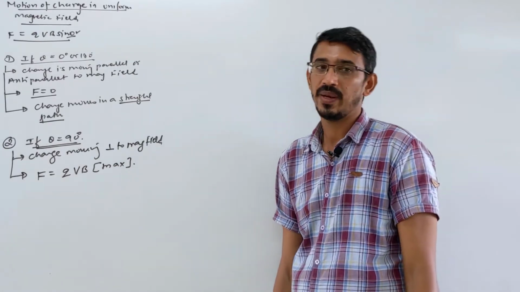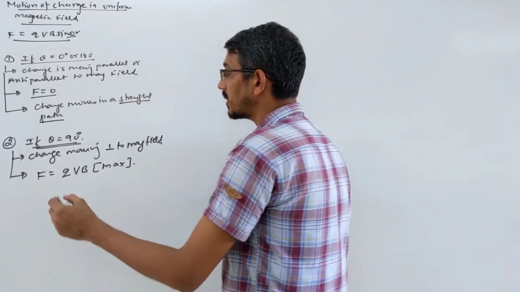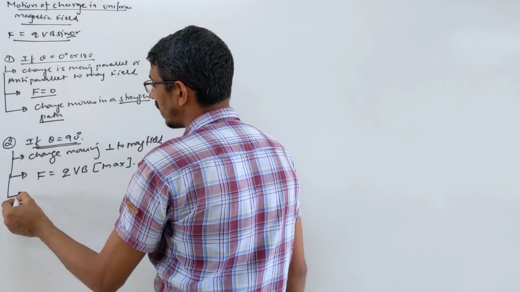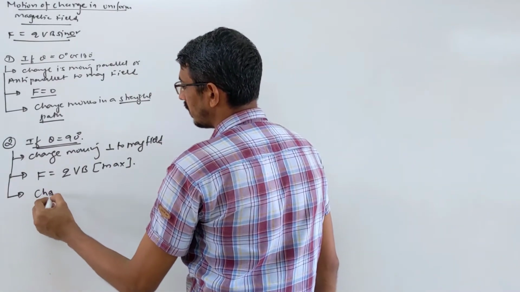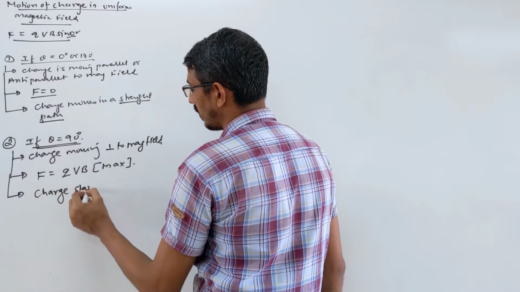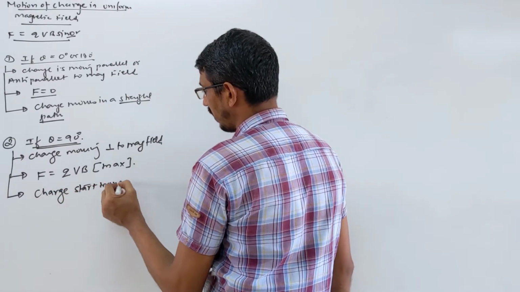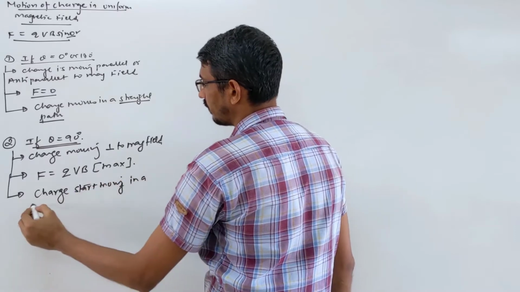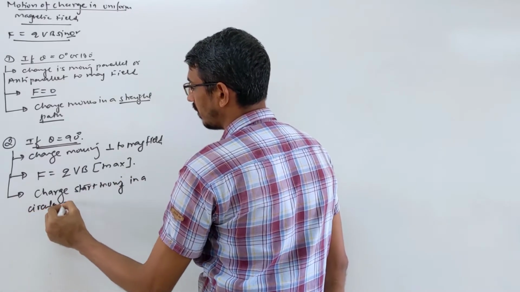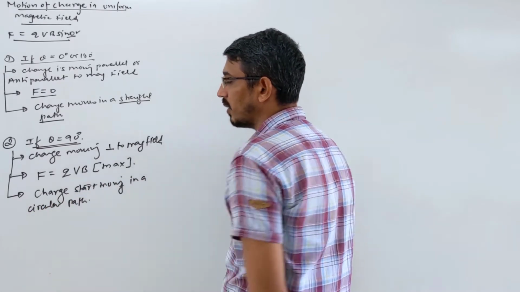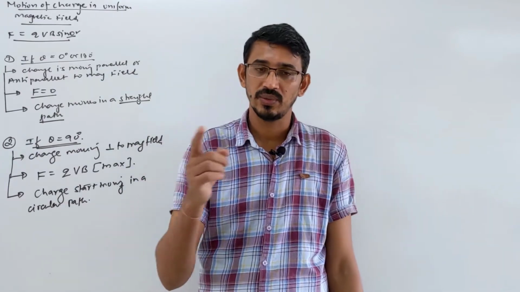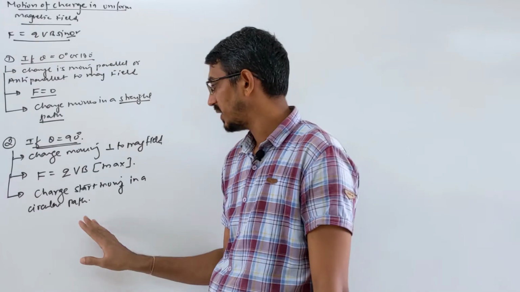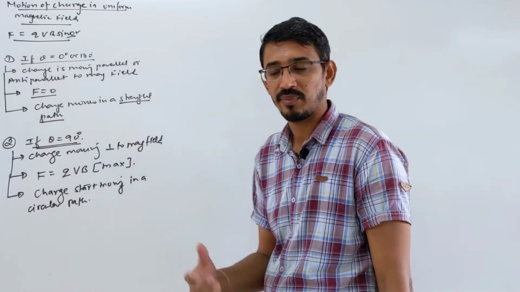Then what happens under this condition? Your charge starts moving in a circular path. The charge starts rotating in a circle. And why is this happening? Why is the charge moving in a circular path?